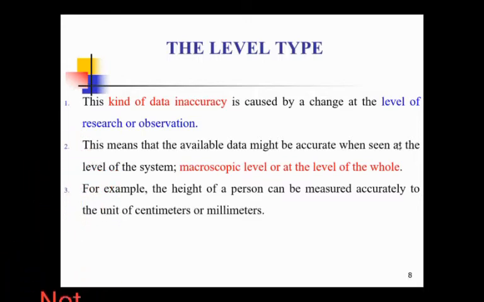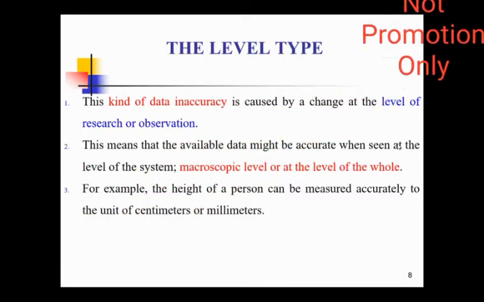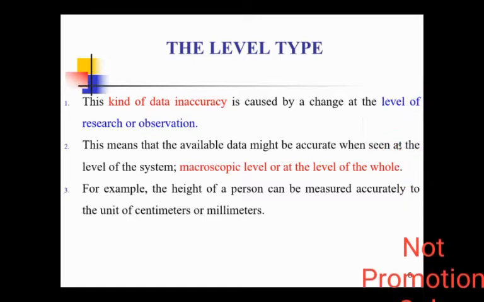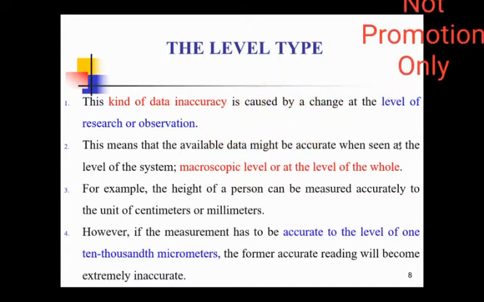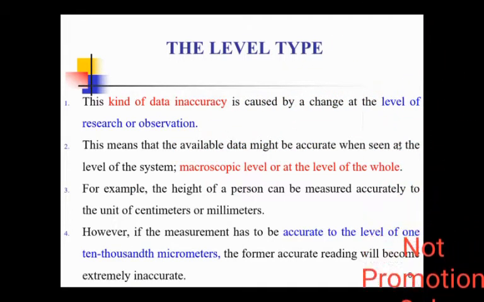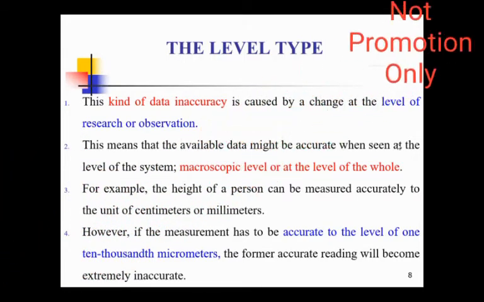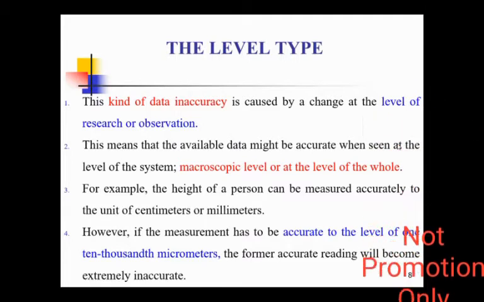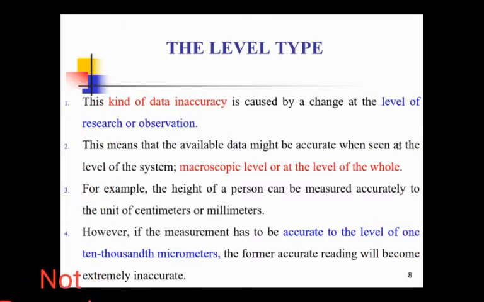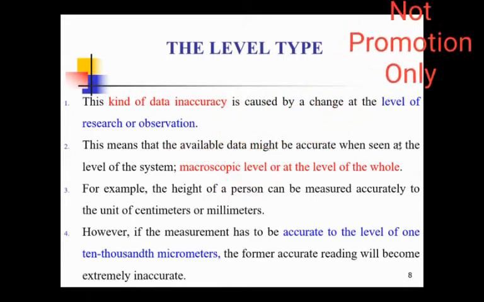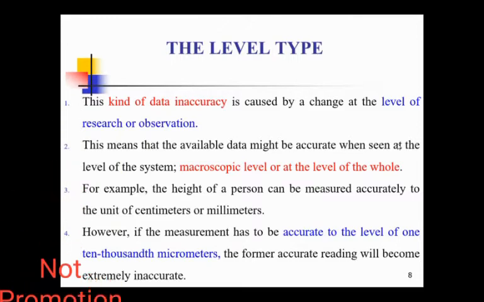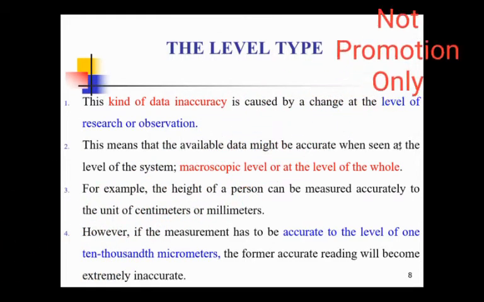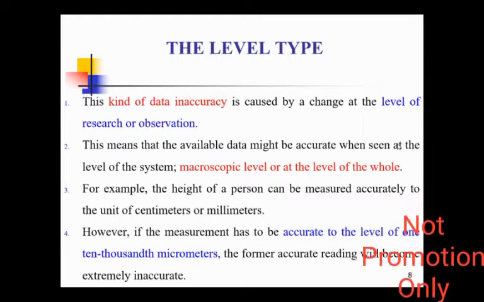The height of a person can be measured in centimeters or millimeters. But if I go to the level of 1/10,000 of a micrometer, for example, if I am going with microns, what happens? The more accurately the height of the person can be mentioned. So the inaccuracy level also exists because of the level type that we use for our studies.